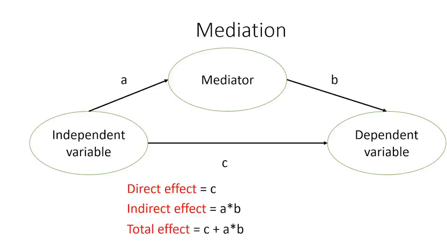And if we want to talk about the total effect, like the total effect of the independent variable on the dependent variable, it would be C plus A times B. And that would give us the total effect of the independent variable on the dependent variable. Now, let's move on to SmartPLS 4 to see how these effects are calculated and how we interpret them.